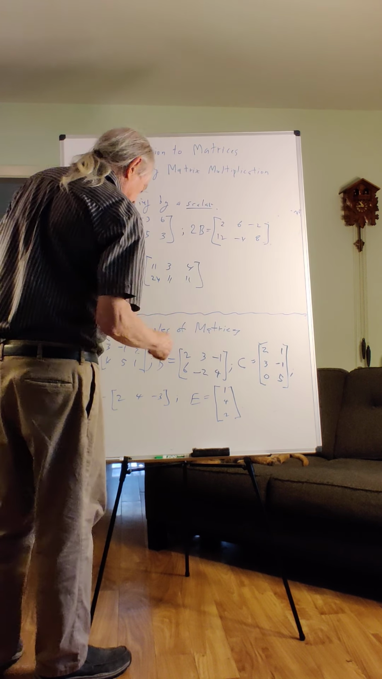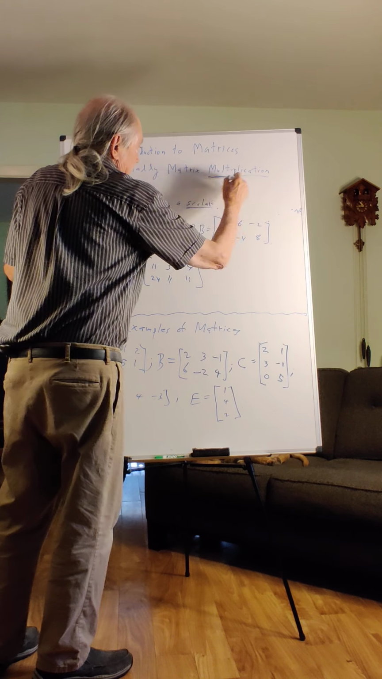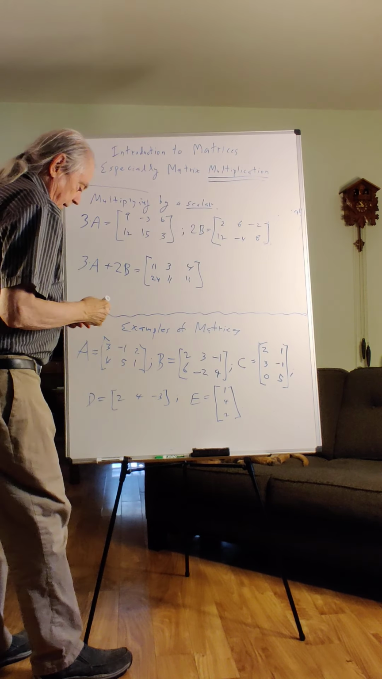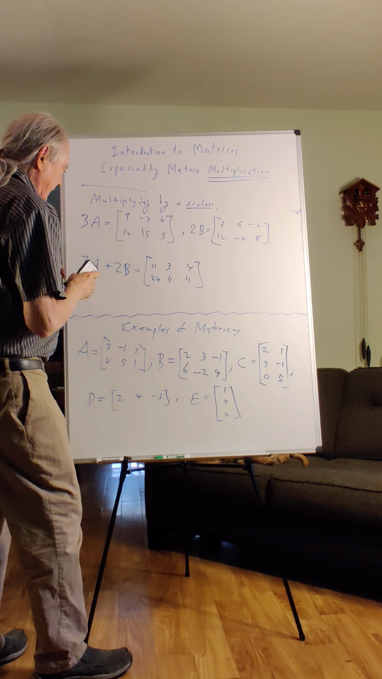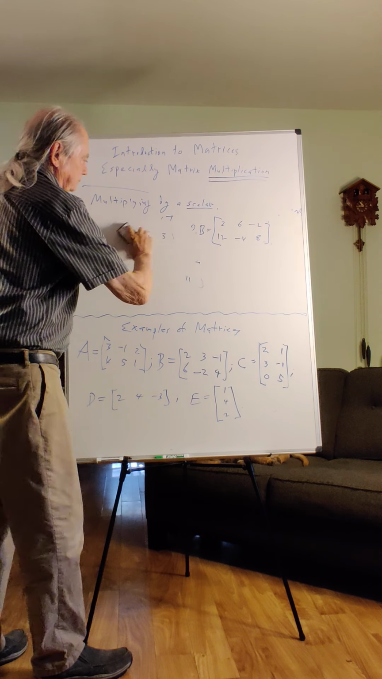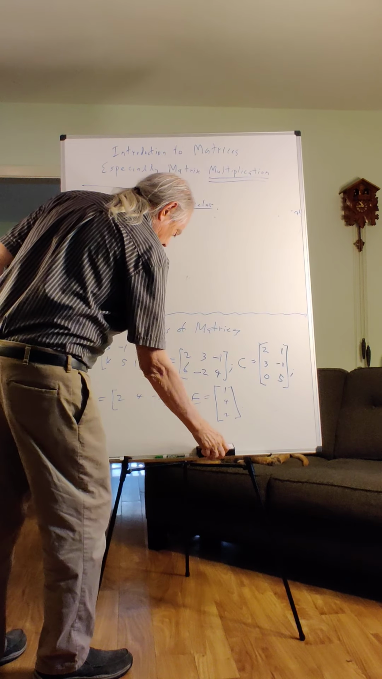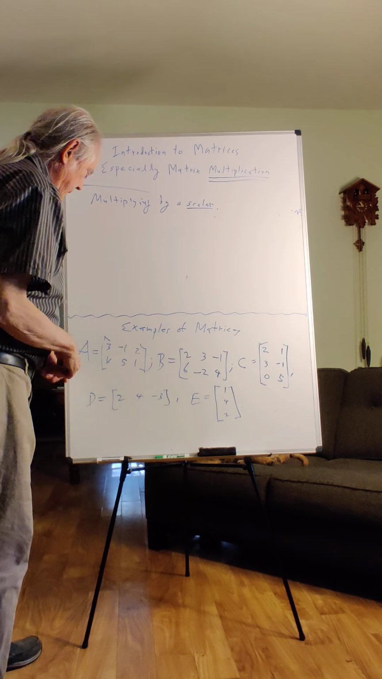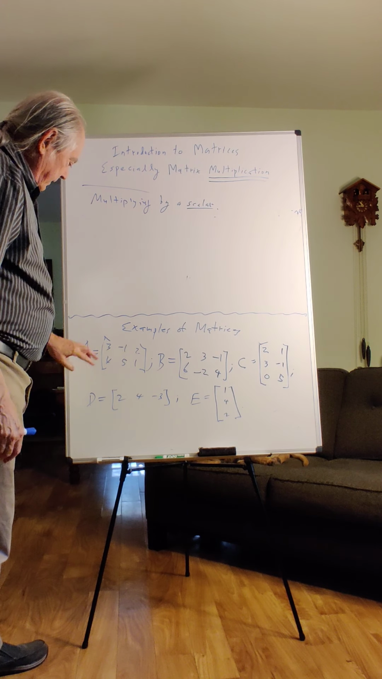Okay, now those are the easy operations. What about matrix multiplication? It doesn't work the way you might think. So, for instance, what about A times B?